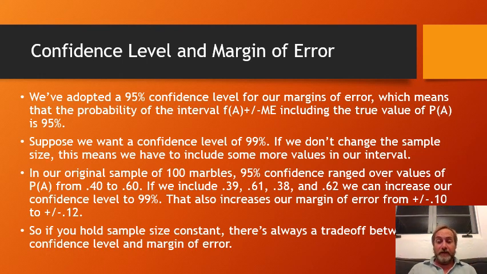So in our original sample of 100 marbles, 95% confidence gave us a range of values from 0.4 to 0.6, if the relative frequency we found in our sample was 0.5. We can say, with 95% confidence, that the probability in the actual population is between 0.4 and 0.6. If you want to broaden that out to include a range from 0.38 to 0.62, you can say with 99% confidence that the probability of A in the actual population lies between 0.38 and 0.62.